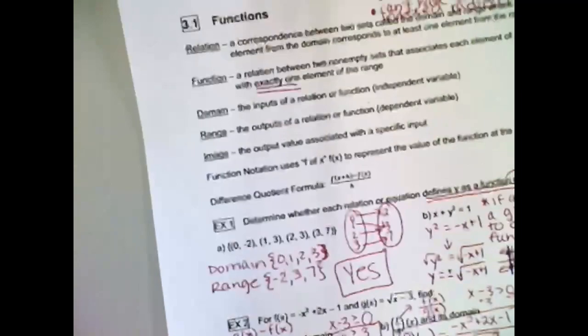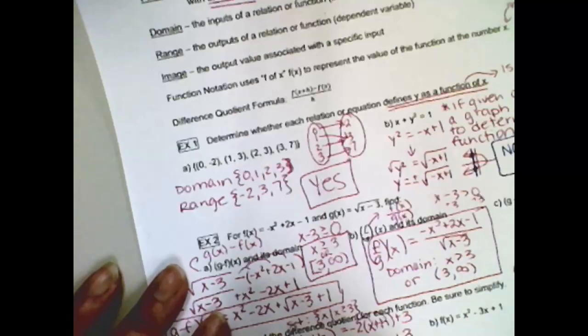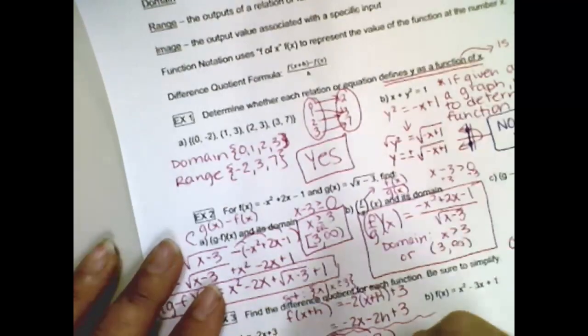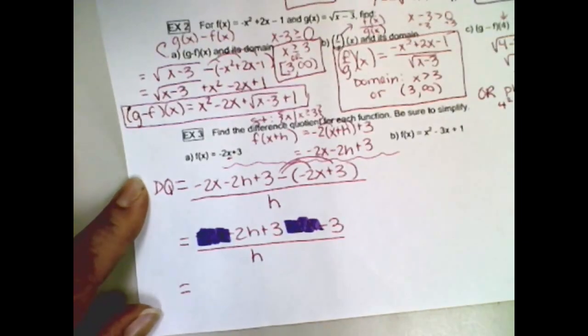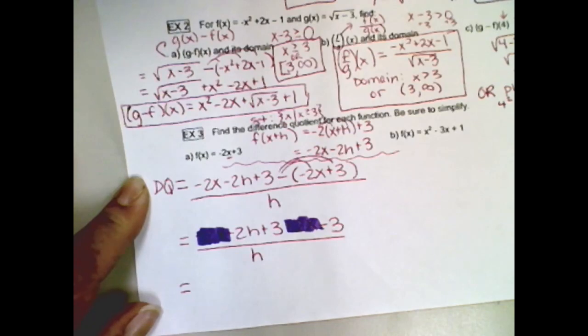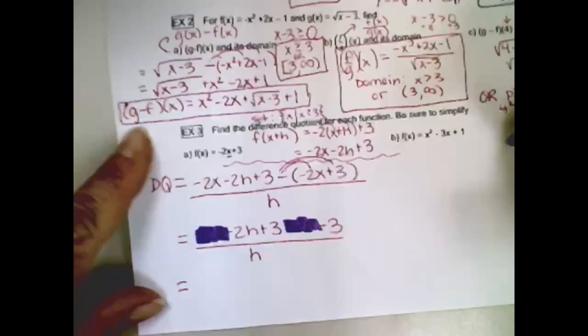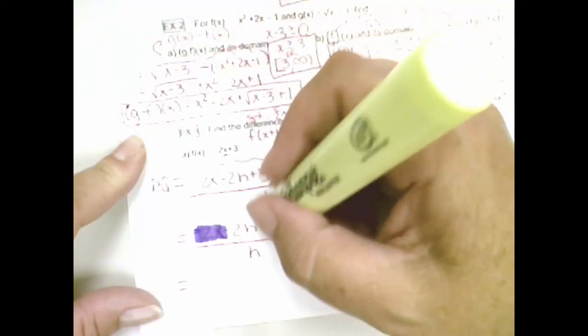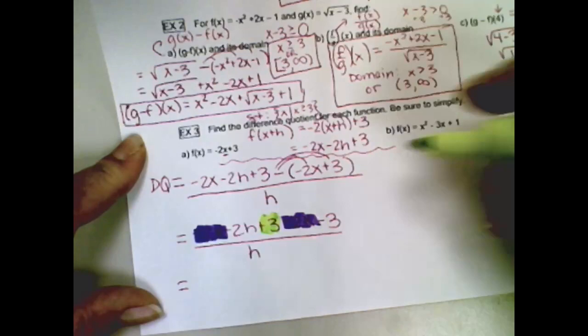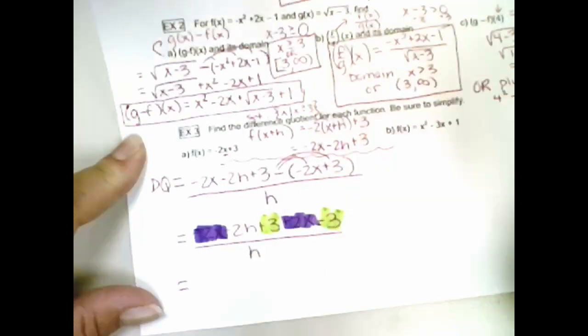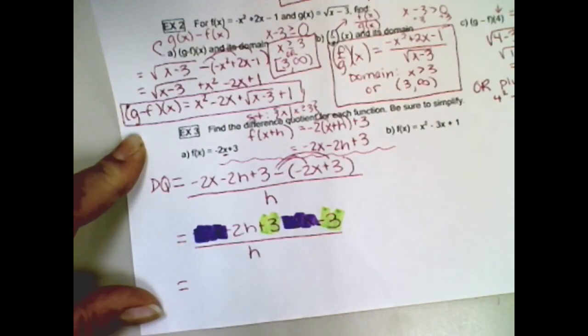So when I look at these, I've got negative 2x and positive 2x. Those are like terms. So in this case, those happen to cancel each other out. I also have like terms with the constants. So plus 3 here and minus 3 here. When I combine those, they also cancel out.